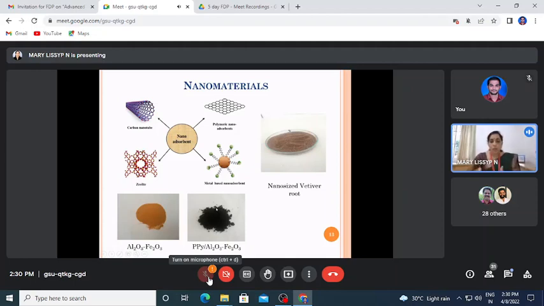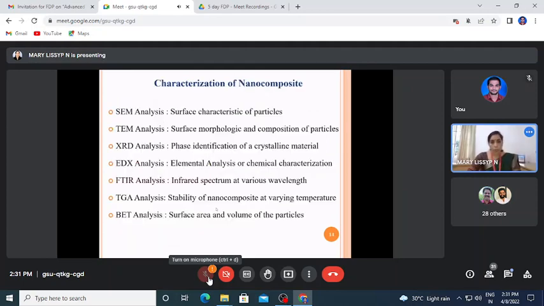So this is the way we prepare or produce the nanomaterial: either from a natural source, or a synthesized product can also be made. This is the main part of the presentation. You can see here the characterization of the nanocomposite, because we know why we do characterization.